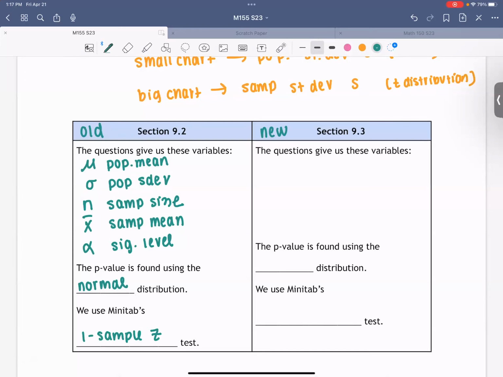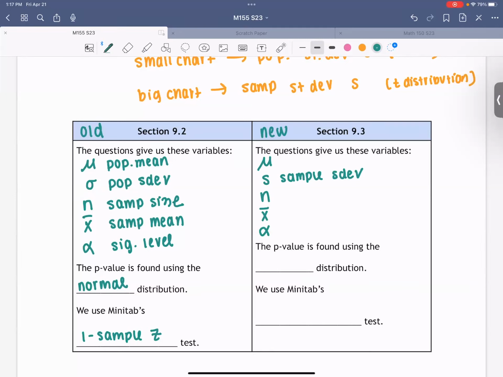Okay, let me tell you how this section is going to be different. The new section that we're learning today is going to give us the population mean, but instead of the population standard deviation, it's going to give us s, the sample standard deviation. And guess what? Everything else is the same. We're given the sample size, the sample mean, even the significance level. The only thing that's different between the left problem and the right problem is we're given the sample standard deviation, not the population standard deviation. That's the only difference.